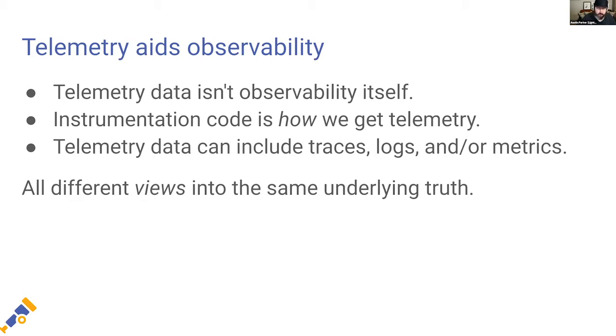That instrumentation code is going to be things that produce metrics, logs, traces, and other signals about what's going on in your software. These are really all different views into the same underlying truth. And in a lot of ways, these are all convertible. I can take traces and turn them into time series metric data. I can take logs and turn them into metrics. I can take metrics and kind of go back into traces. Maybe not go back to traces, but you can certainly take metrics and turn them into logs, right?